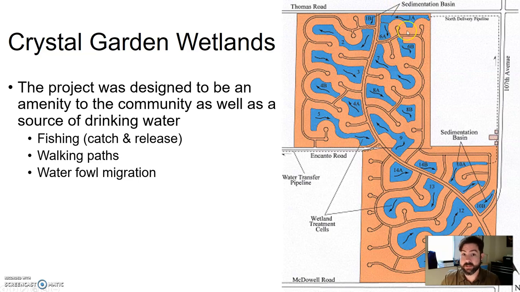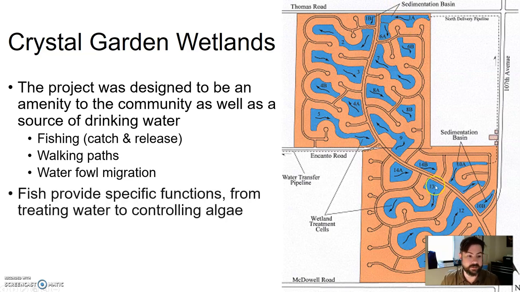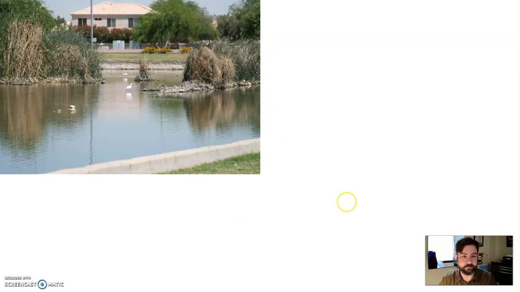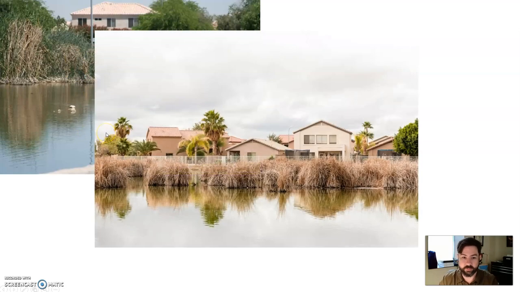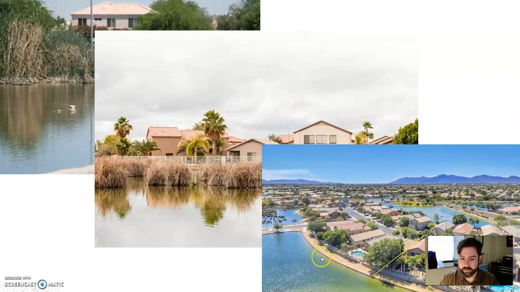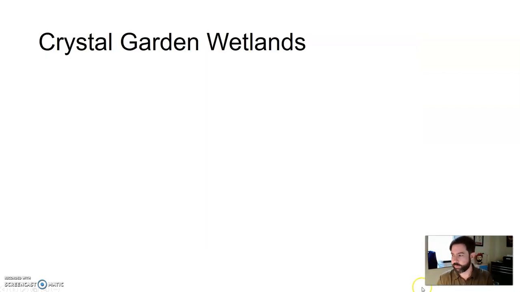Waterfowl migration, so a lot of ducks and geese use this as they migrate. The fish in there, because it is catch and release, provide specific functions for treating water, like controlling algae. So the fish are actually part of the water treatment facility. So this is some images of that area. The plants help to filter this water. The fish in there help to filter the water. And from above, you can kind of see it. You can't really boat out in there, but you can see some walking paths through here.